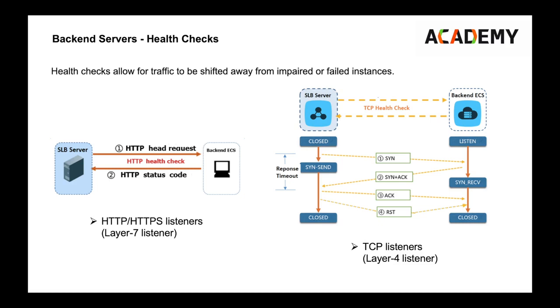For TCP, things are a little bit more complex. For a layer 4 listener, during the health check, what happens is the load balancer will send an SYN to the backend ECS. It will expect back an SYN plus an acknowledgement, and then it will send an acknowledgement and a reset. If it gets through that whole process, all 4 of those steps, SYN plus ACK, reset, then the instance is considered healthy. If it doesn't get SYN plus ACK back from the backend server at step 2, then the instance fails the health check.